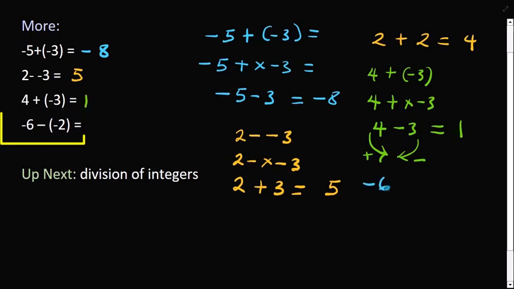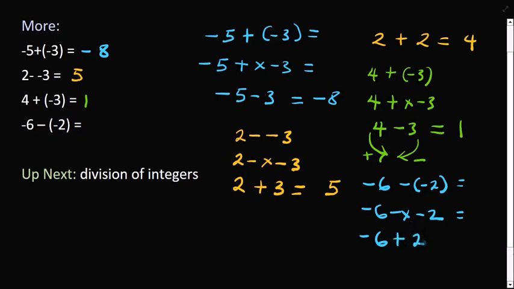And finally, minus 6 minus, in brackets, minus 2. Here we'll have minus 6 minus times minus 2. Minus times minus is plus, because when same signs multiply, we have a positive, so plus 2. Minus 6 plus 2, since the signs are different, we'll have to subtract, and you always subtract using the bigger number. 6 minus 2 is 4. We'll keep the sign of the bigger number, which is minus.